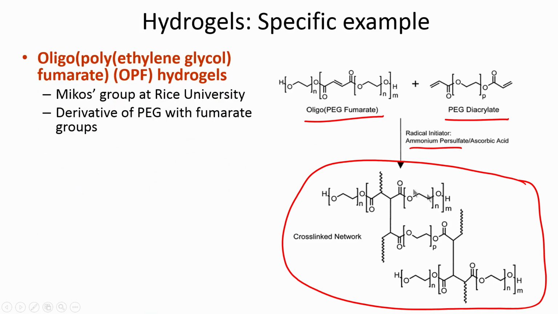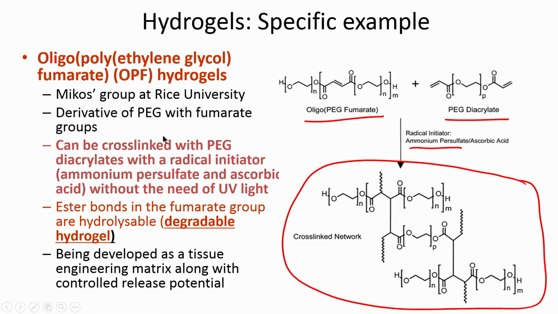This is of course an example from Mikos' group at Rice University in the US, and what they have done is form hydrogels which they call OPF hydrogels. The PEG diacrylates can be crosslinked by a radical initiator like ammonium persulfate, without the need for UV light, and ester bonds are formed which are again hydrolyzable. All of these ester bonds can be degraded by water, and the original purpose of this hydrogel is to use it as a tissue mimic, for controlled release, and as engineering matrices and so on.